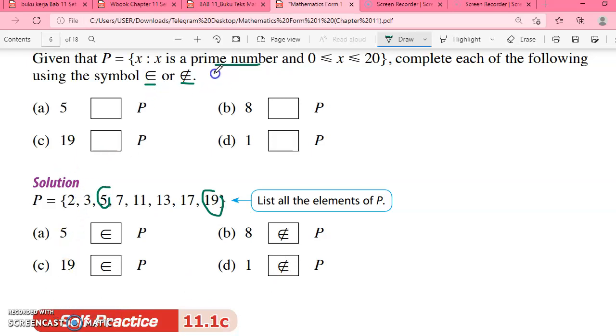A prime number means a number that can only be divided by itself or 1.